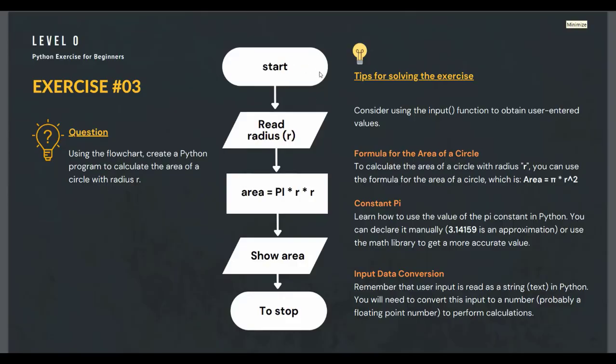Looking at this flowchart, I can see it's a very easy program. And for the tips, there is the formula of area. As we can see, area is equal to pi into r into r, or r squared. We also have the value of the constant pi. So now I have my question, I have my flowchart, and let me jump into VS Code and start solving this program itself.